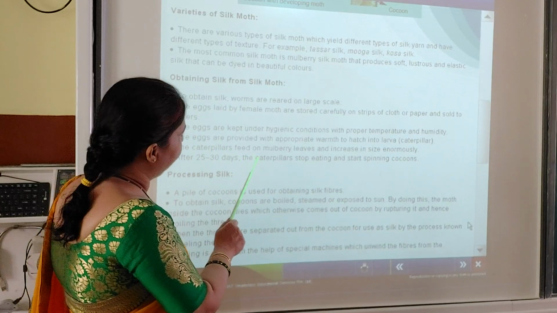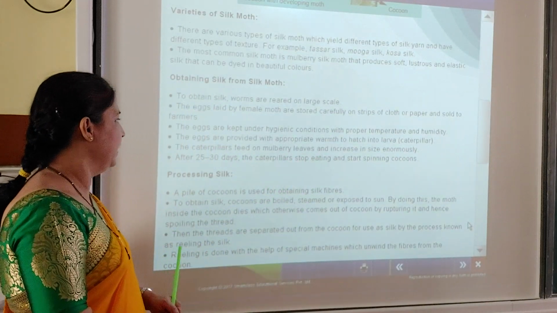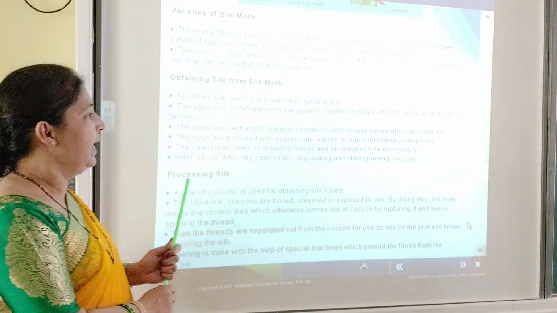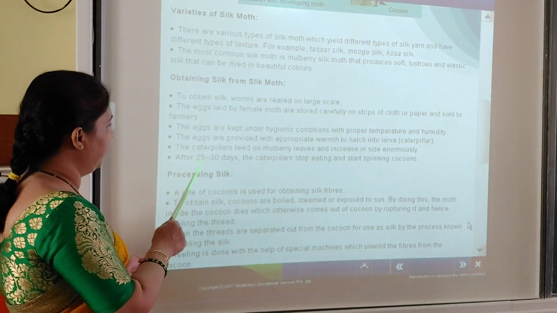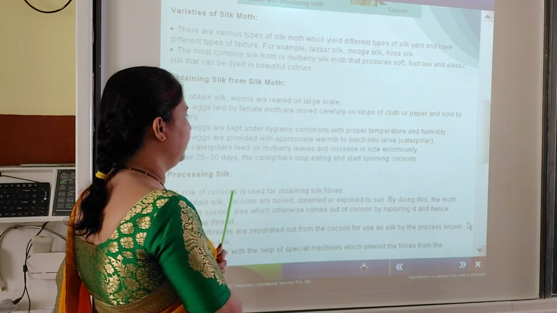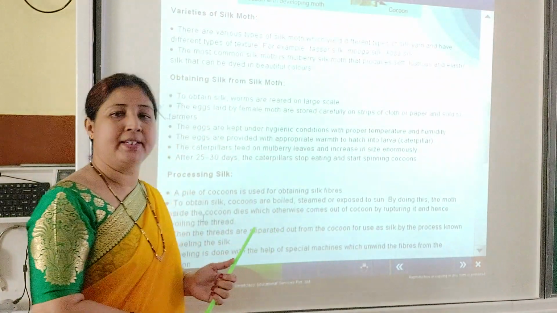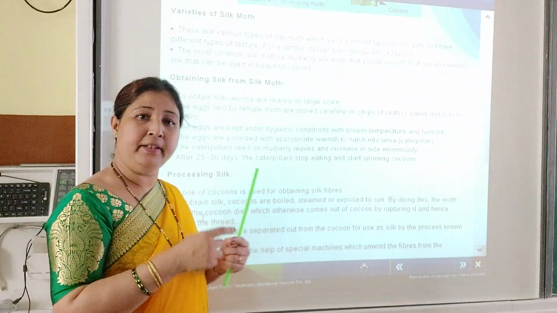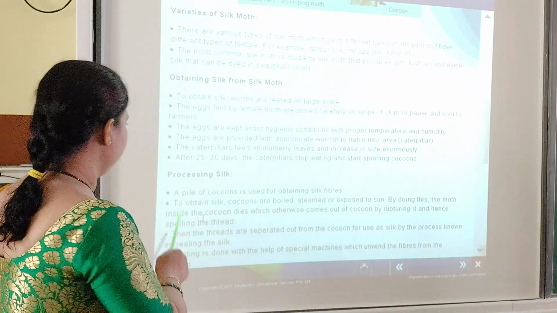The caterpillars feed on mulberry leaves and increase in size enormously. So these caterpillars will feed on what? Mulberry leaves only. And what do they do? They start increasing in size. After 25 to 30 days, the caterpillars stop eating and start spinning the cocoons. So they eat for 25 to 30 days continuously, and after that they stop eating and start spinning the cocoons, since they produce the thread.